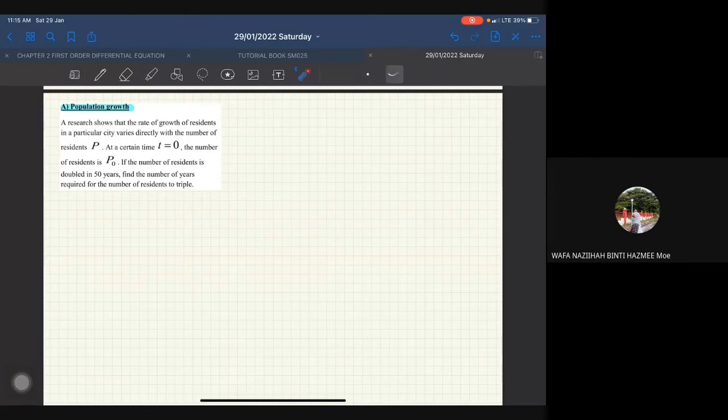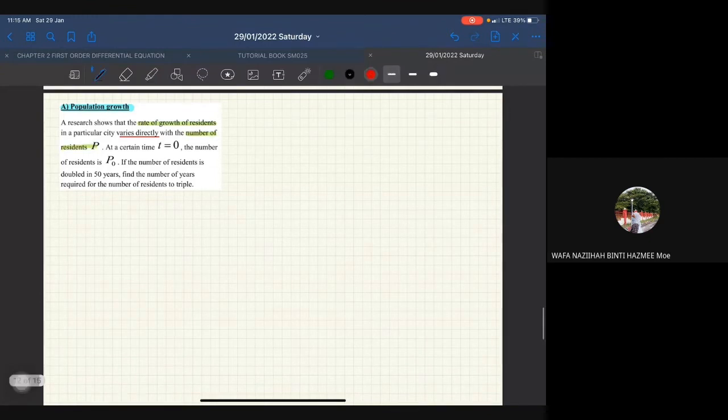Okay, so the first one dia cakap, a research shows that the rate of growth of residents in a particular city varies directly with the number of residents P. Okay, so kata kunci yang kita boleh highlightkan dekat sini is dia cakap rate of growth of residents. Alright, and then dia varies directly with the number of residents. Number of residents kita letak dia as P.